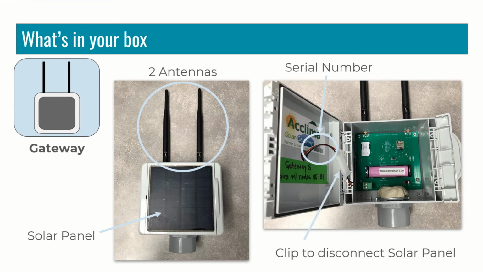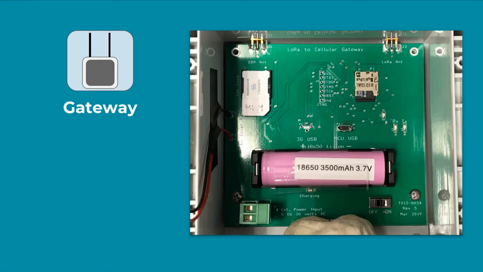There's a snap connector between the solar panel and the circuit board that can be disconnected to completely remove power from the gateway if a full reset is needed. The connector is needed because the off-on switch on the circuit board does not stop the solar panel from powering the board. Here's a closer look at the gateway.